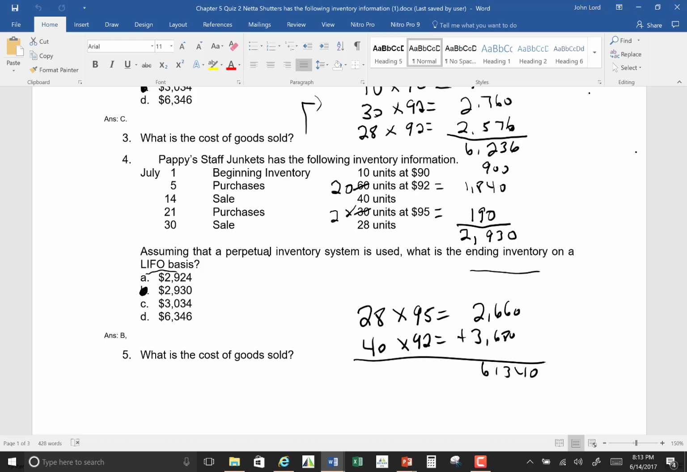Okay, all right, so you come over and you take a look at what? Assuming a perpetual inventory system is used, what is the... and all we're asking now is what? Oh, that is the one we just did, isn't it? Yeah, we just did it. So it was the 28 at 95.